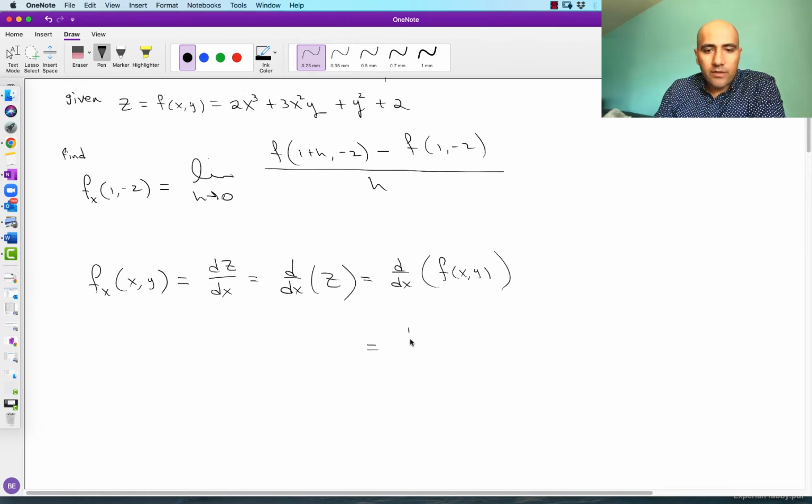And in particular, I'm going to adopt this notation style. It's the derivative with respect to x of, and then instead of writing f of x comma y, I'm going to write this guy, which is going to be 2x cubed plus 3x squared y plus y squared plus 2. The derivative of this function with respect to x.